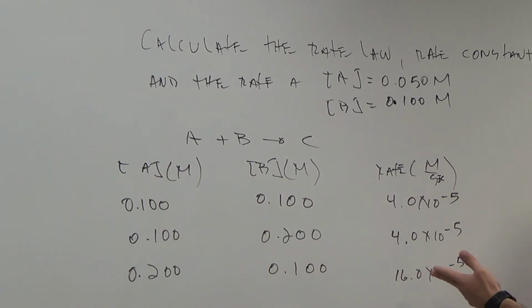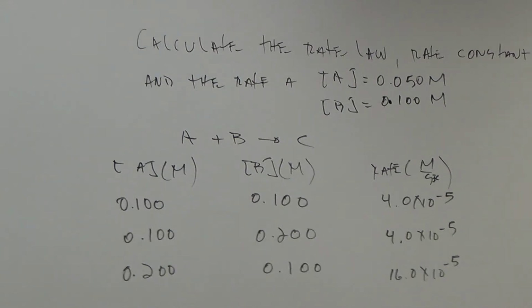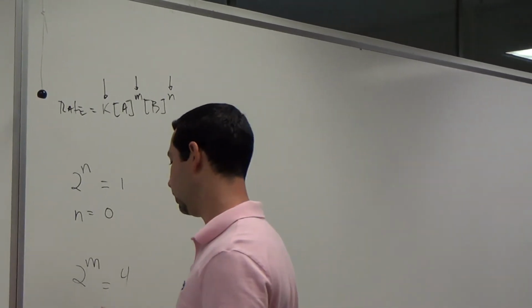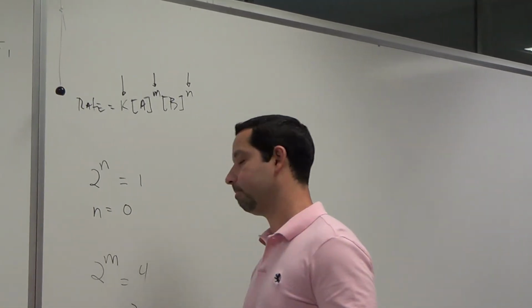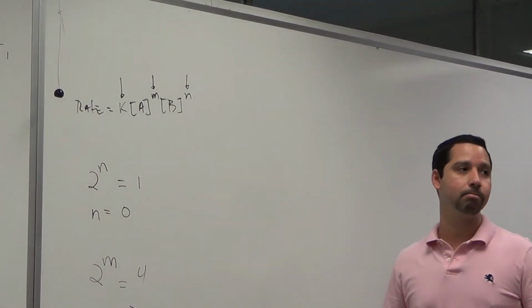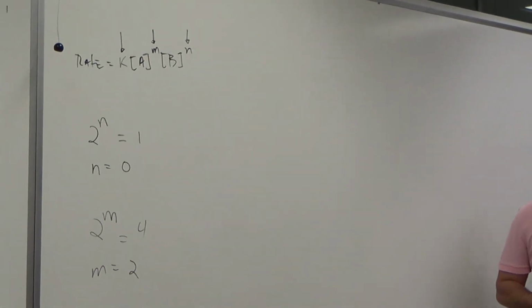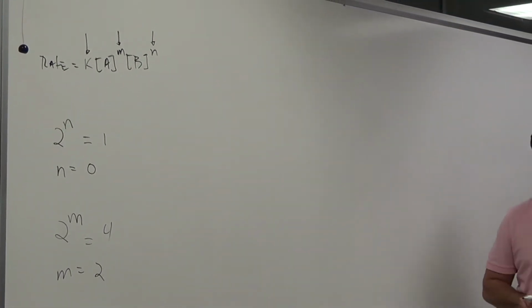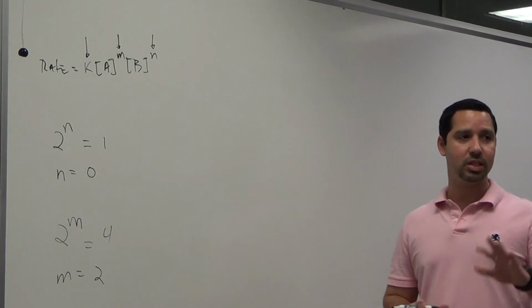I look at the rate. I divide this by the smaller number. Okay? What is it? 16 divided by 4. How much is it? 4. So that increased by a factor of 4. So m must be 2. Second power. Okay? That's the fast way of doing it.